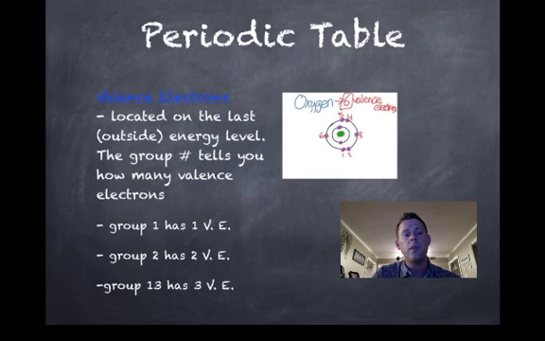Okay? So this is probably the most important word in your notes today because it's new to you. Valence electrons. They're located on the last or the outside energy level. We just told you the group number tells you how many there are. So here at the bottom you can write this down. Group 1 has 1 valence electron, and group 2 has 2 valence electrons, and group 13, forget the 1 for a second, has 3 valence electrons.